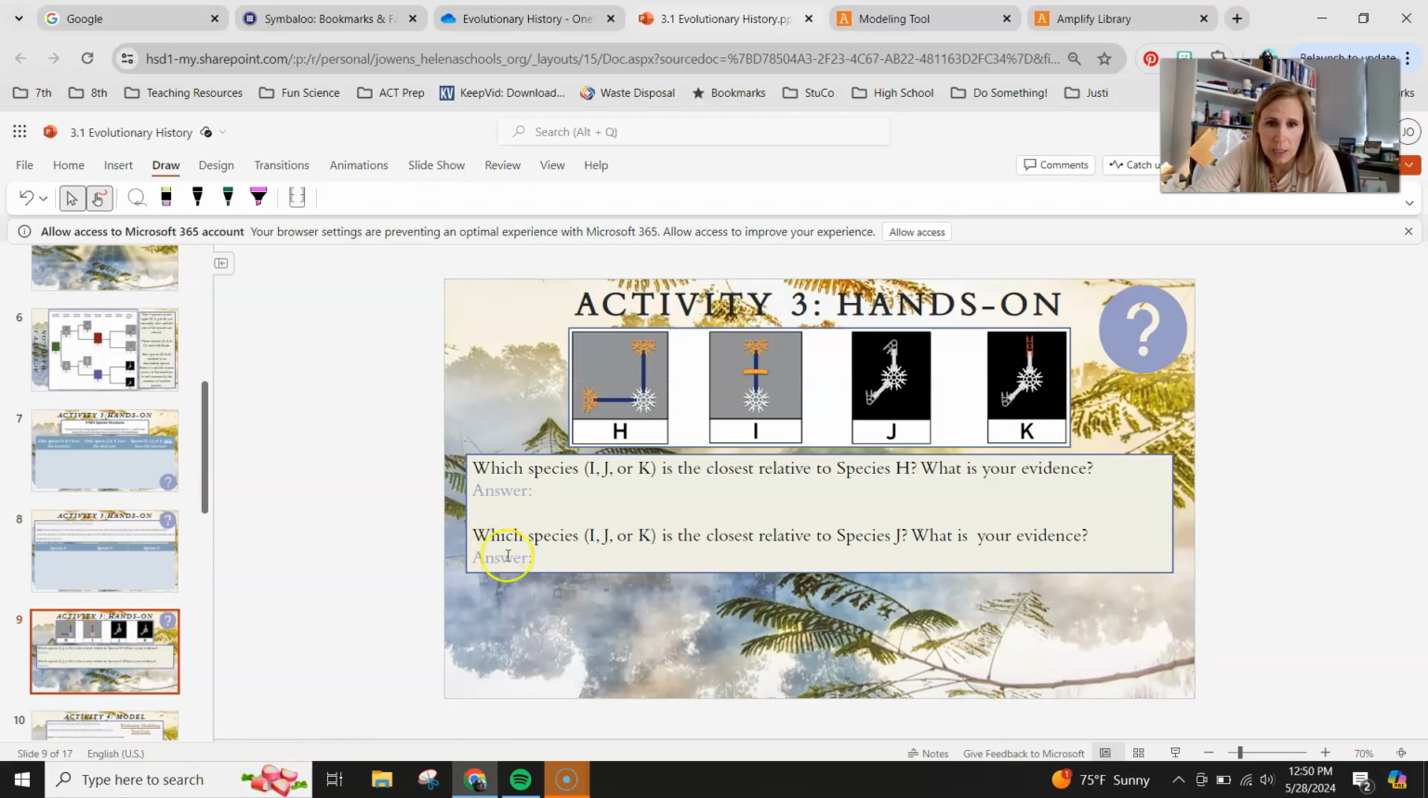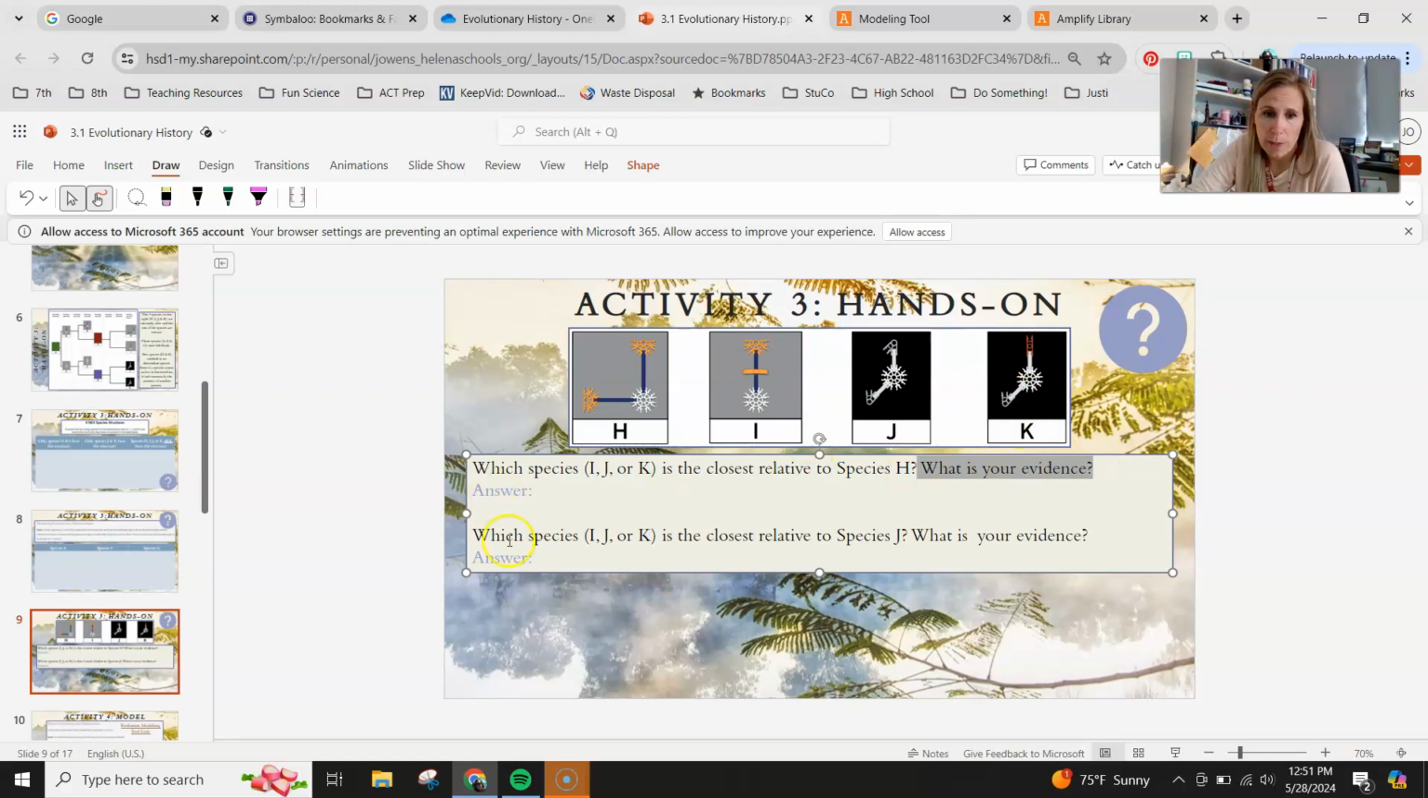Okay. Which species, I, J, or K, is most closely related to species H? So you guys can look at H here. Which species, I, J, or K, is the most closely related? And then what is your evidence? So what do you observe? That's what I want for your evidence today: what structures do you observe? Give me some specific ones, like the yellows, the blues, the whites, the grays, the reds, whatever the case is.